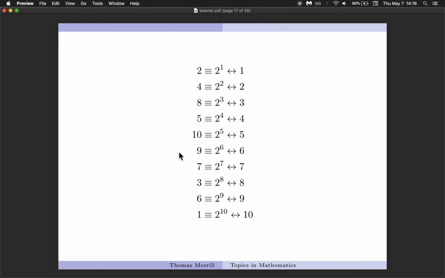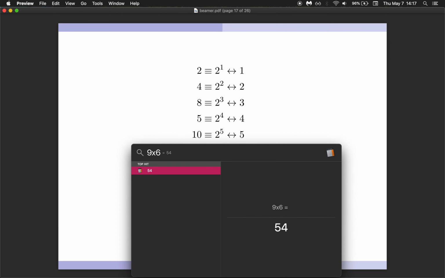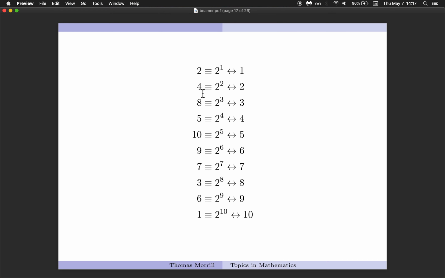I can do this for any pair of these things. If I want to take 9 times 6, that is the same as 2 to the 6 times 2 to the 9. 6 plus 9 is 15, but that's just 5 mod 10. So I go back to my 2 to the 5th power, and I've got to get 10 out of that. Is it the case that 9 times 6, that's 54, gets me 10 mod 11? Yes, it does. So I can calculate my multiplication on the left column by instead going to the corresponding addition on the right-hand column.